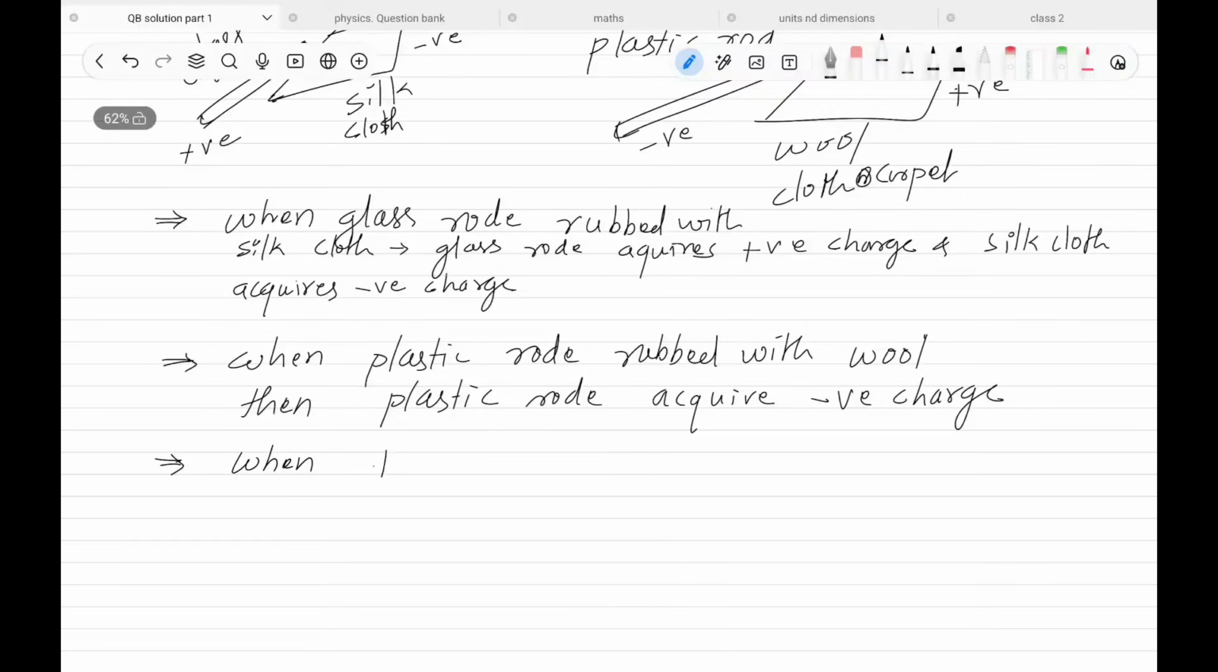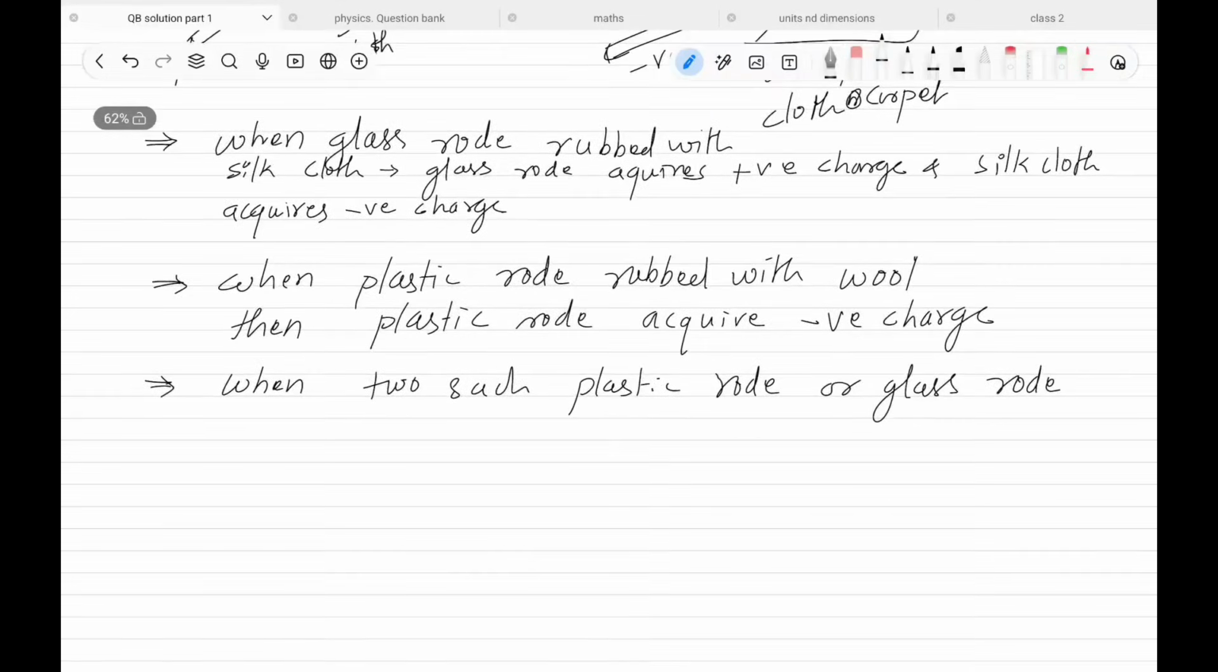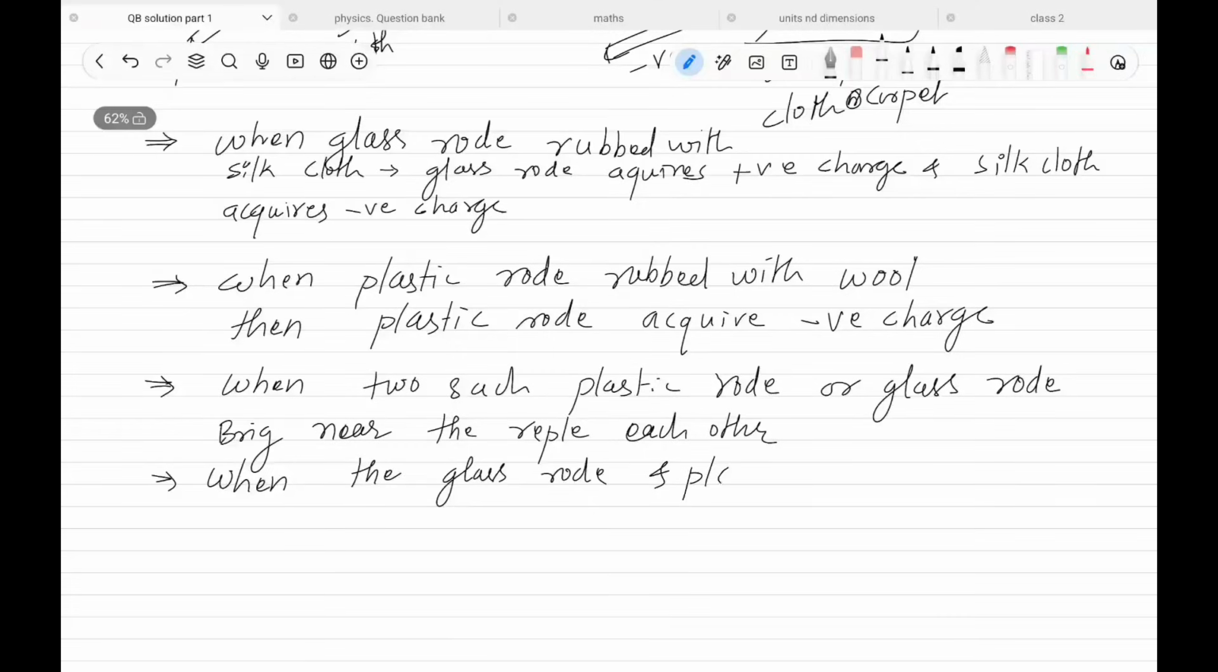When two such plastic rods or glass rods are brought near, they repel each other. When the glass rod and plastic rod are brought near, they attract each other.